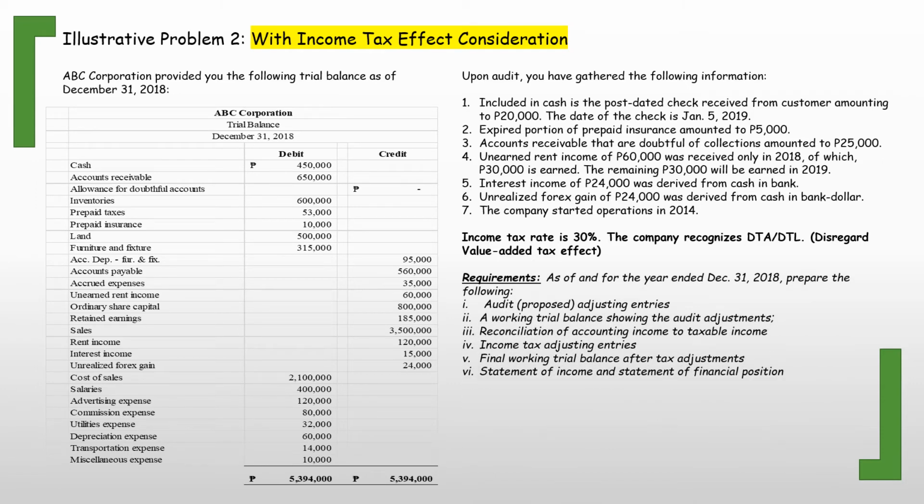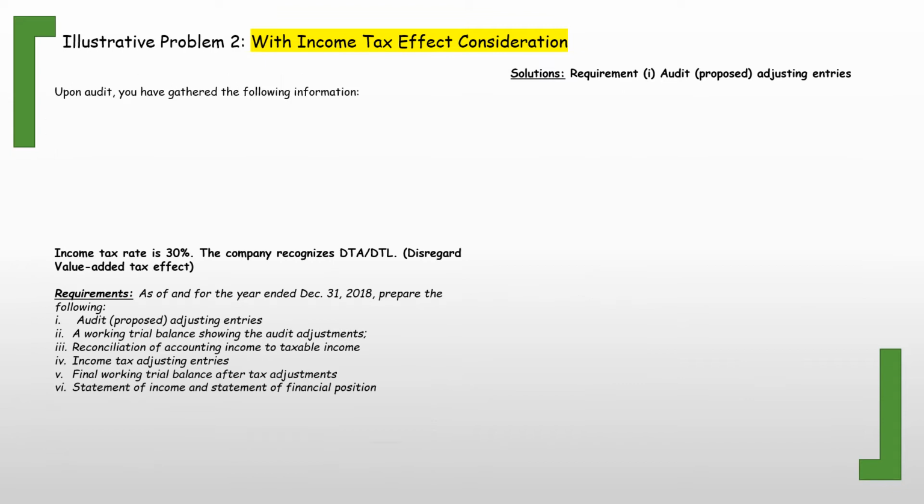Requirements. As of and for the year ended December 31, 2018, prepare the following. Audit adjusting entries, a working trial balance showing the audit adjustments, reconciliation of accounting income to taxable income, tax adjusting entries, final working trial balance after tax adjustments, statement of income, and statement of financial position. Now, let's start with the requirement 1 or yung audit adjusting entries.